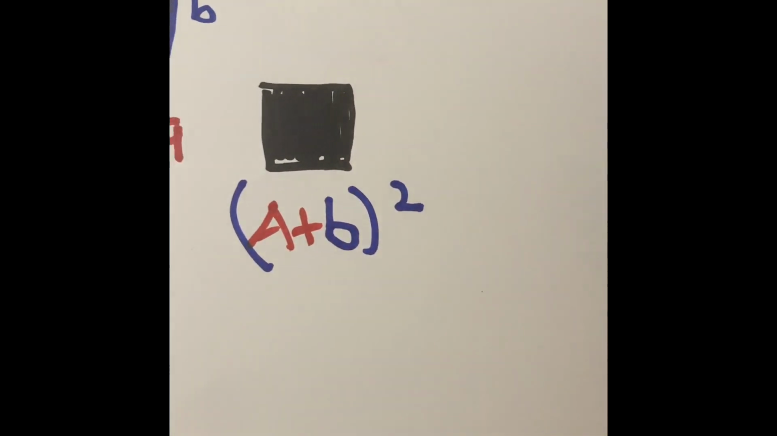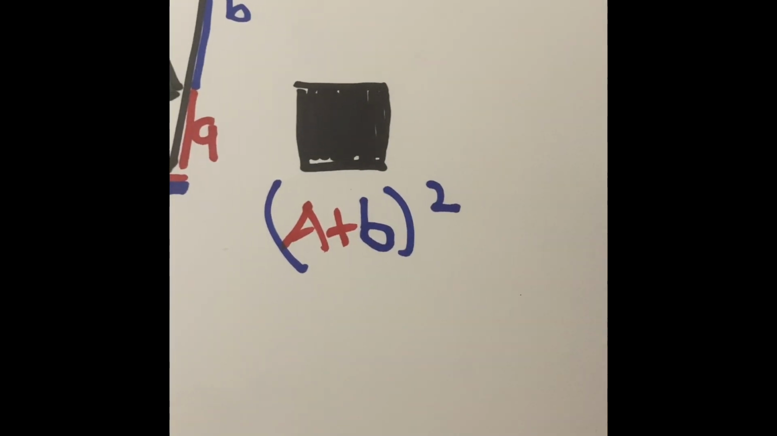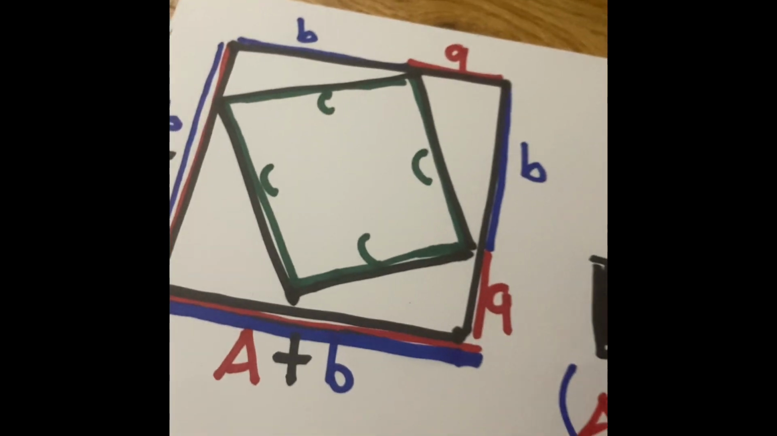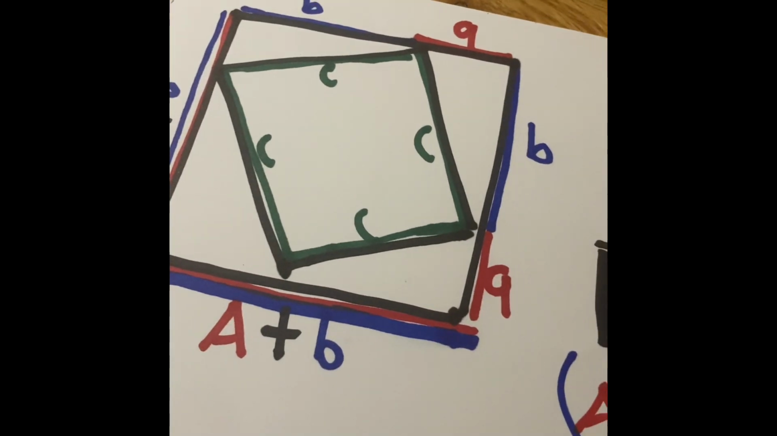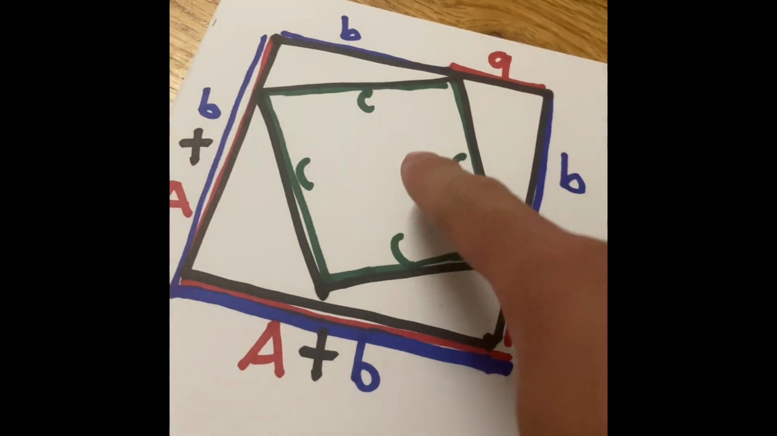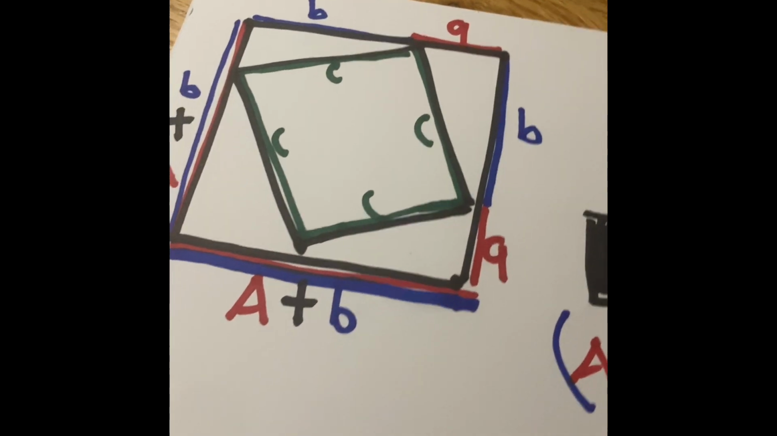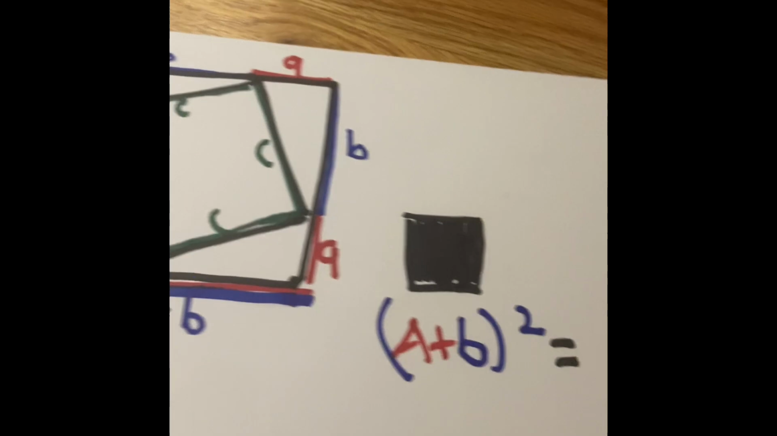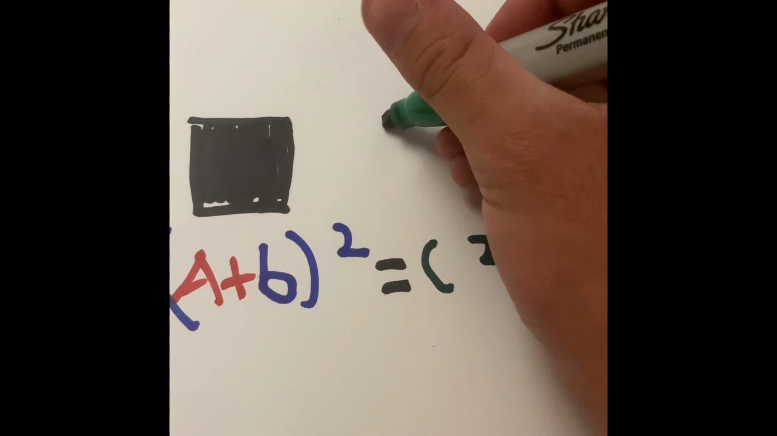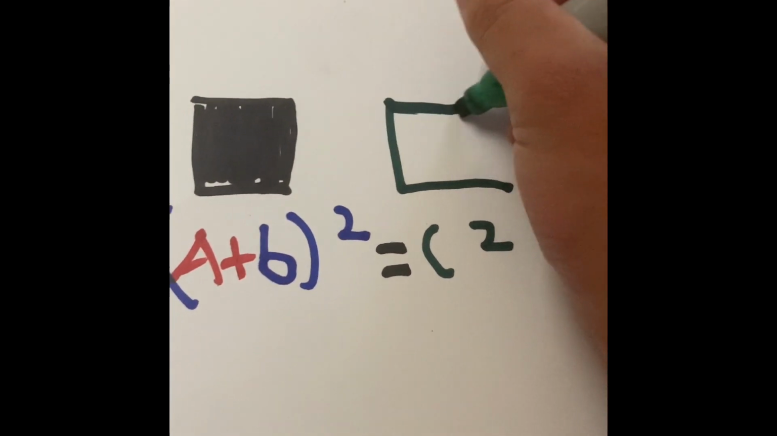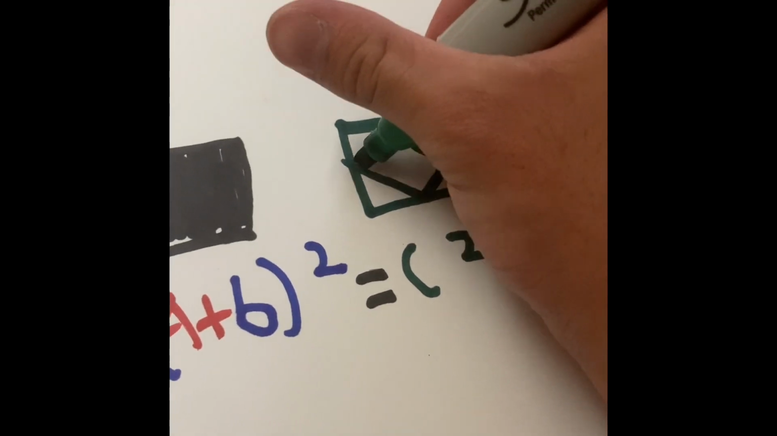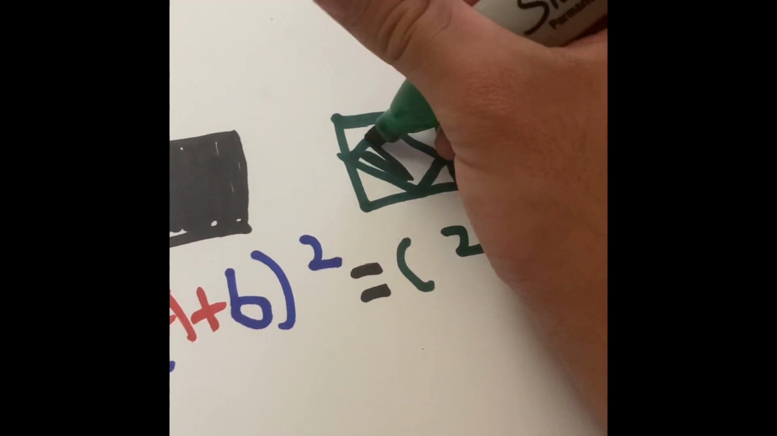Now, what we're going to do is, if we do the base times the height of the smaller square inside, you see that? Well, what's going to happen is we're going to say that is equal to C squared. And that means that you will find the area of the smaller square, the one inside.